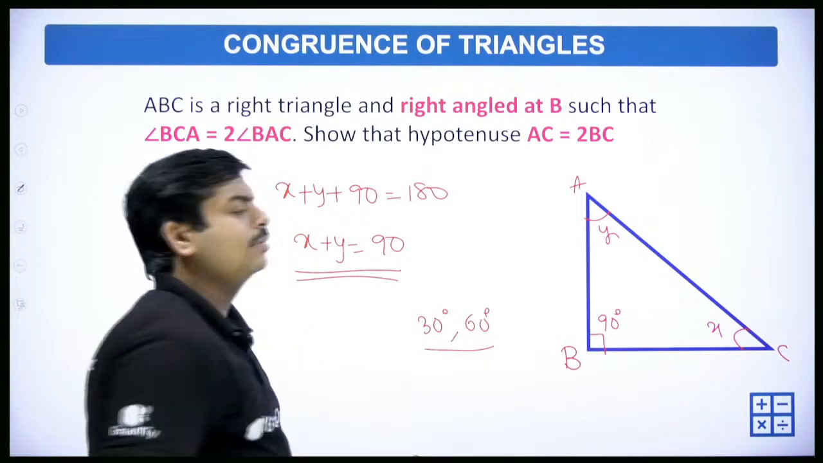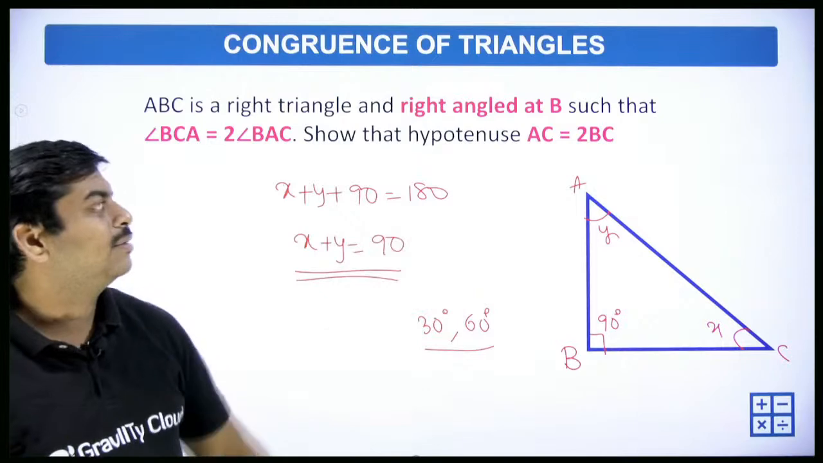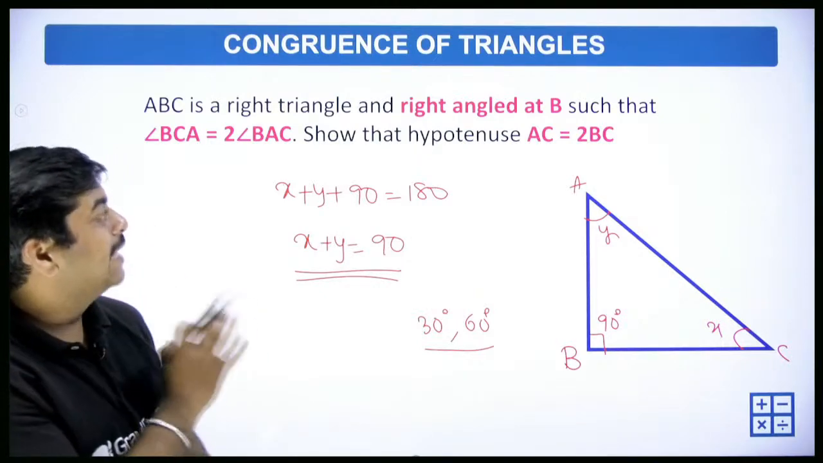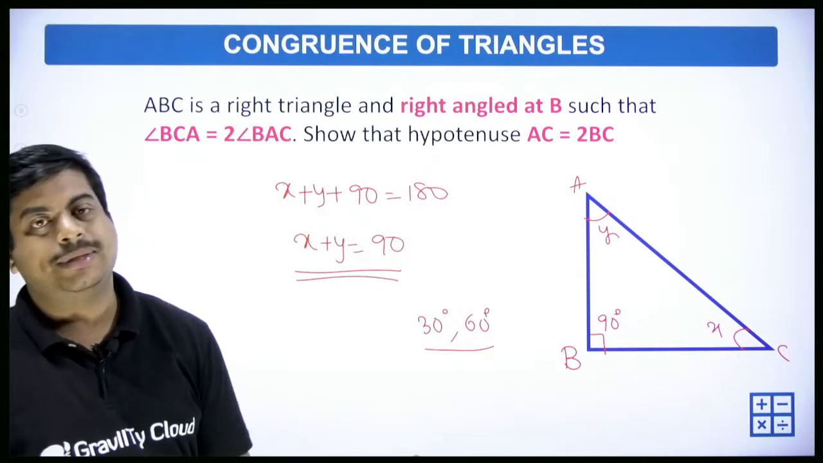But still there are some properties you need to understand and you need to apply properly, so that you can get those two different triangles, and from there you need to show that AC will be equal to twice of BC, right?